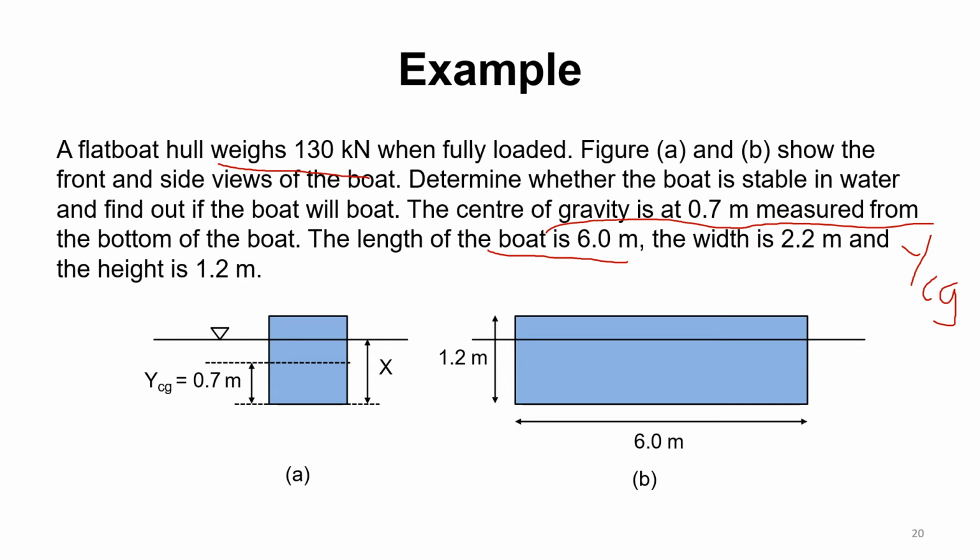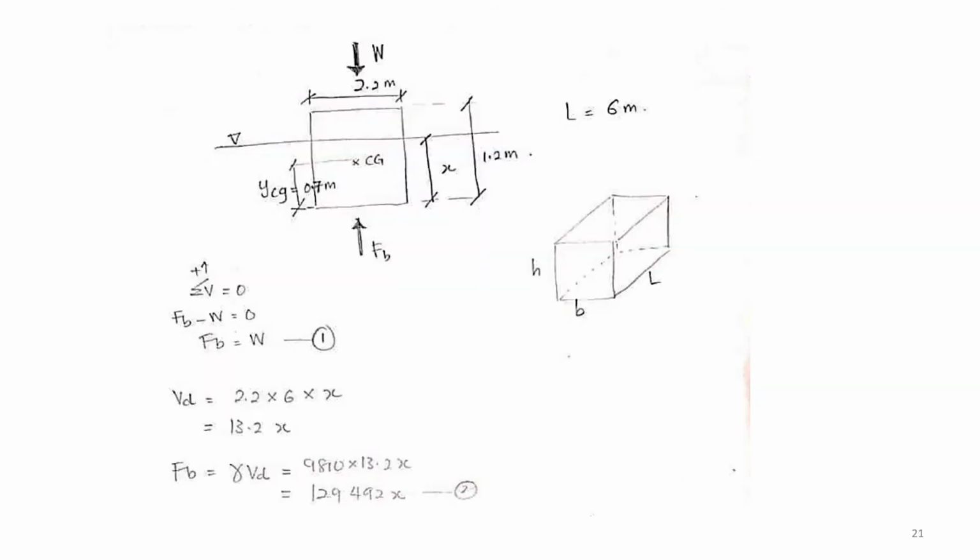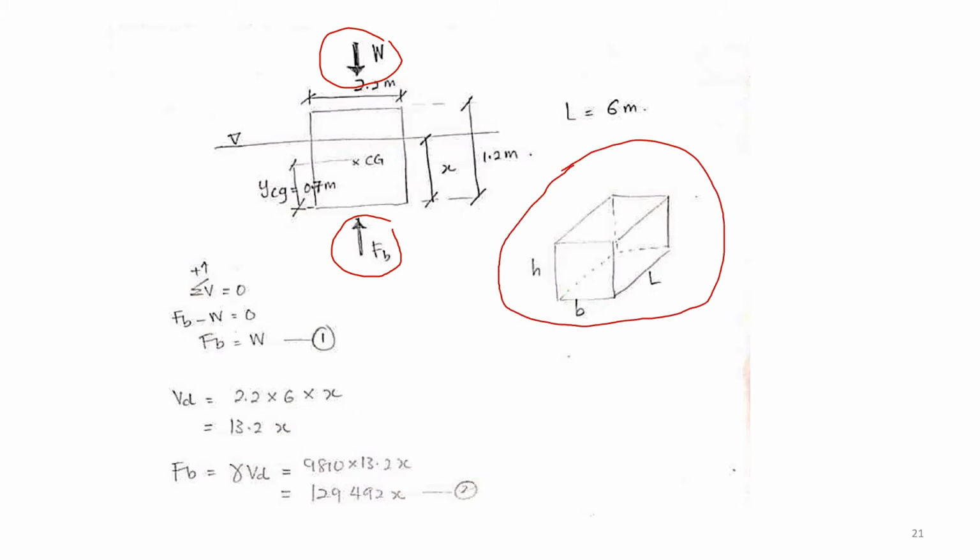Okay, let's go through the steps for determining stability of floating bodies. Okay, so the same steps. First thing first, you need to draw the FBD. So we have the buoyant force here and also the weight. So we draw first the forces involved and then mark the given information, YCG, and we don't know the X. The full length is 1.2, full height is 1.2. So this is how the boat looks like. So the length is 6, the B is 2.2, and the H is 1.2.